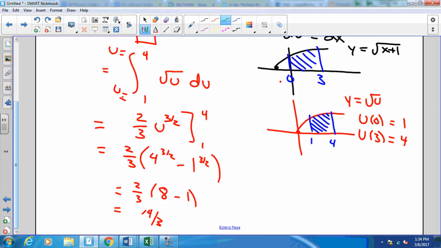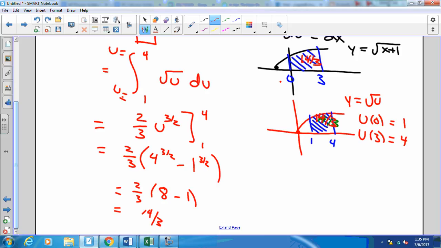So the plus c is not wrong, but it also doesn't make a difference. Okay, now here's the point that I want to make. When I come back to this region now, the answer that I got for the area was 14/3. That's the area of this region right here. This area right here is exactly the same area as the area of this region.